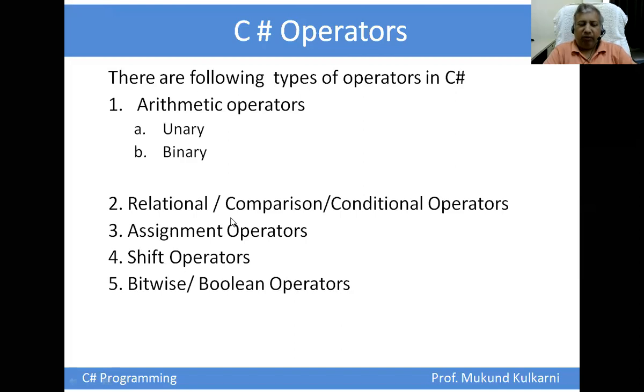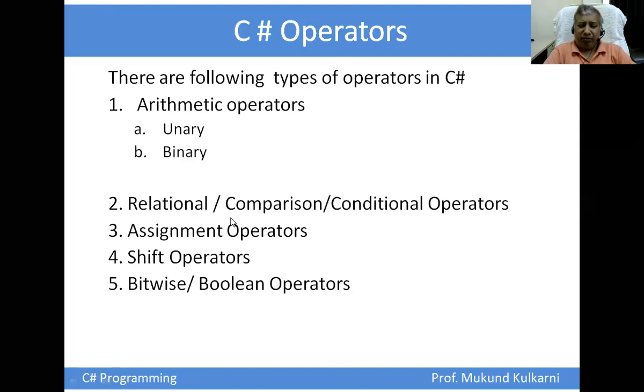Next are assignment operators. Assignment means an operator which assigns a value to a variable. So A is equal to 10. When you use a single equal to, it works as the assignment operator. It copies the right side value to the left side variable.